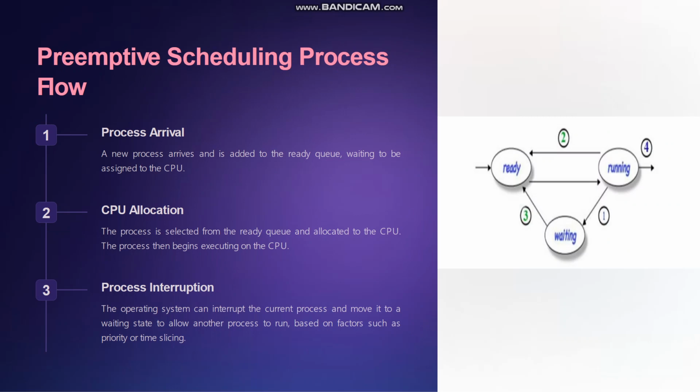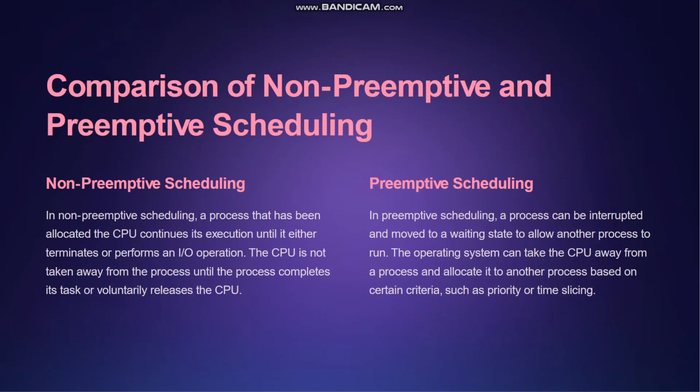Preemptive scheduling process flow. Process arrival. A new process arrives and is added to the ready queue, waiting to be assigned to the CPU. CPU allocation. The process is selected from the ready queue and allocated to the CPU. The process then begins executing on the CPU. Process interruption. The operating system can interrupt the current process and move it to a waiting state to allow another process to run, based on factors such as priority or time slicing.